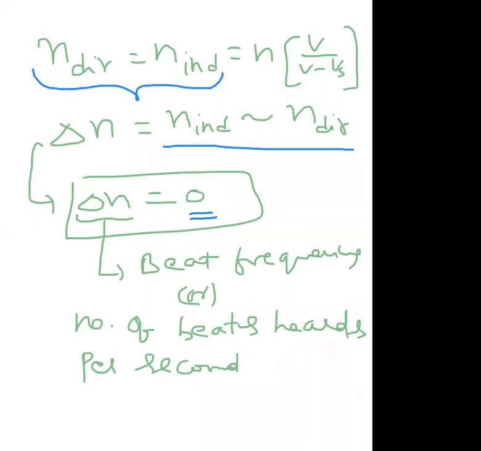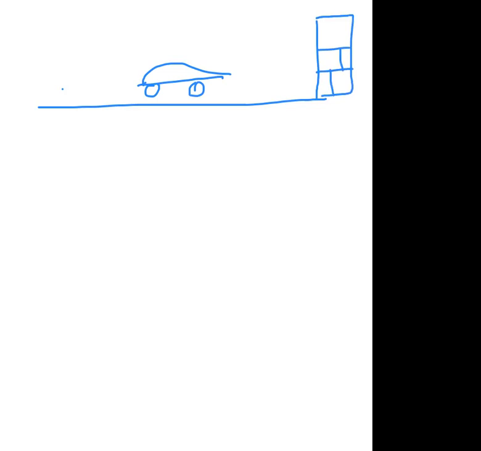Now, let us see the next situation. Here we are taking that the car is moving towards the wall as usual. This is the wall and the car is moving towards the wall. The frequency emitted is n, and the observer is at the back side of the car. The observer is at rest and the car is going with speed Vs in this direction.